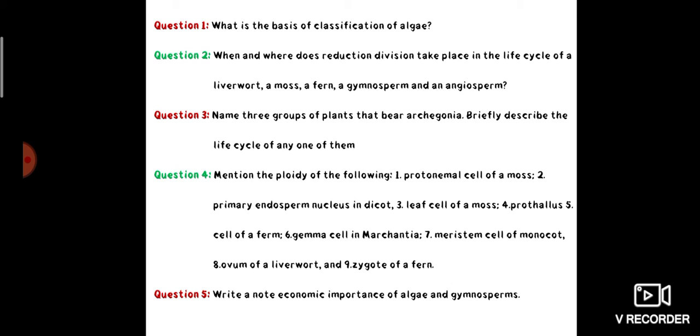Then resins are used commercially for manufacturing sealing waxes and waterproof paints. So the resins which we obtain from the gymnosperms can be used commercially for manufacturing sealing waxes and waterproof paints.